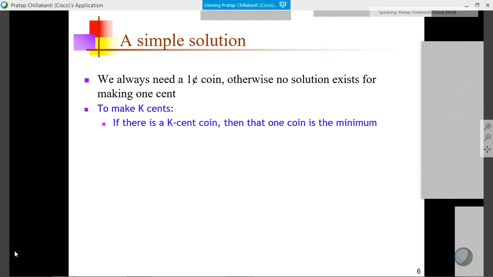if you already have a k cent coin, then that 1 coin is the minimum number of coins. The goal is, remember, the minimum number of coins. Okay. Bear with me. You will see the difference soon.